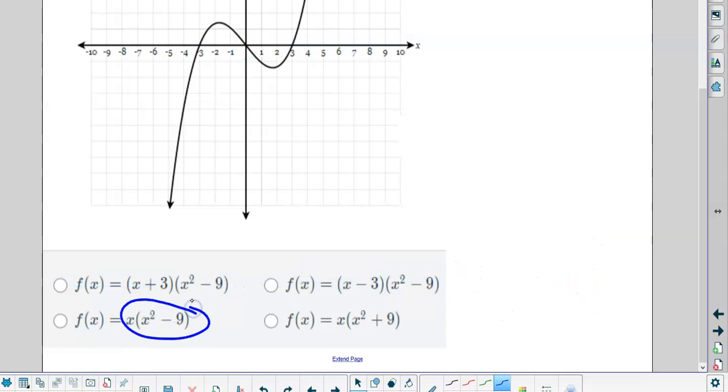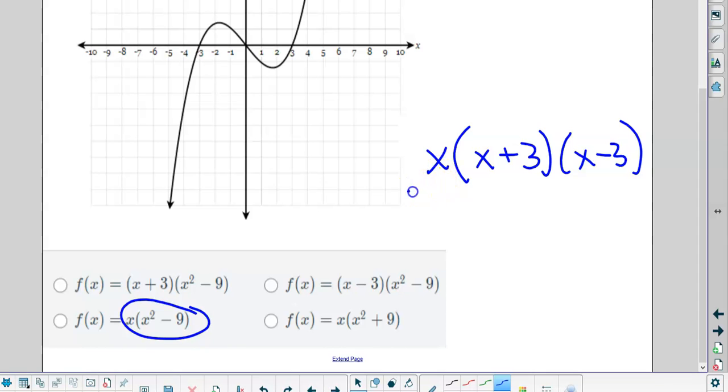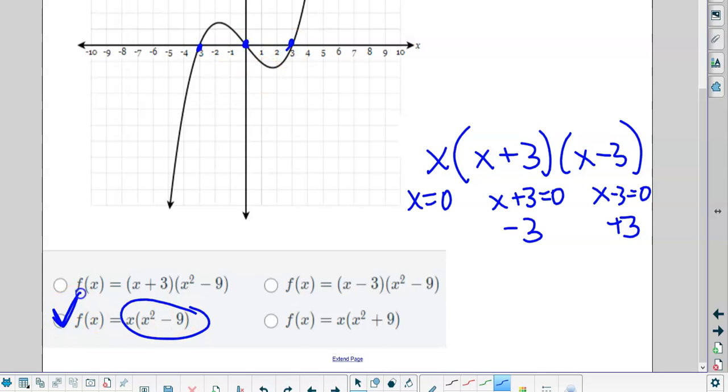So let's take a look at this one. We have x, and then we have x plus 3, x minus 3. So this one has roots at 0, -3, and +3. So -3, 0, and +3. This is looking like it might be my winner.